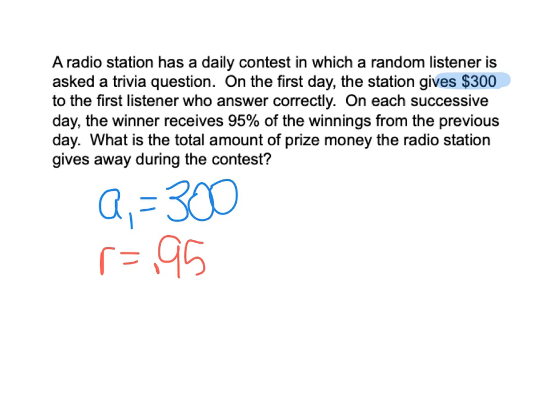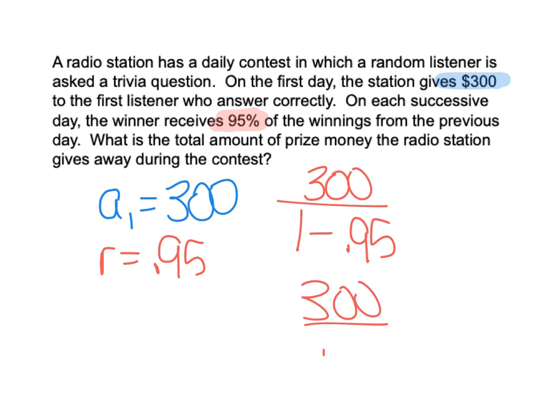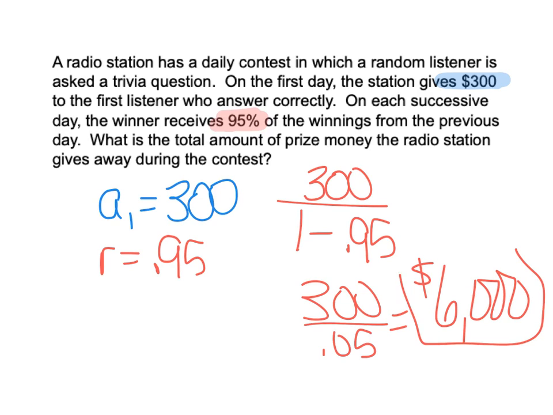We can write that as a decimal, and then we just need to calculate it out. We'd say a sub 1 is 300 over 1 minus r, 1 minus 0.95, which equals 300 divided by 0.05, which gives us $6,000. So over the course of time, if they did this game, they would give away a total of $6,000.